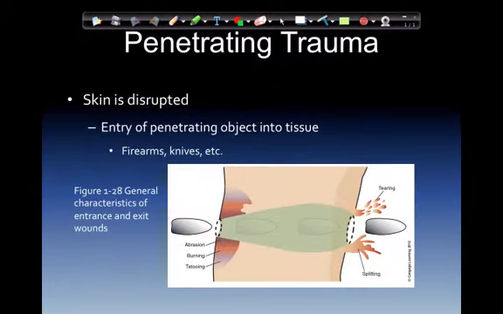Penetrating trauma. Skin is disrupted. Entry of the penetrating object into the tissue, like a firearm, knife, or anything else that would enter into the body, like a spear or a piece of metal that doesn't really belong.